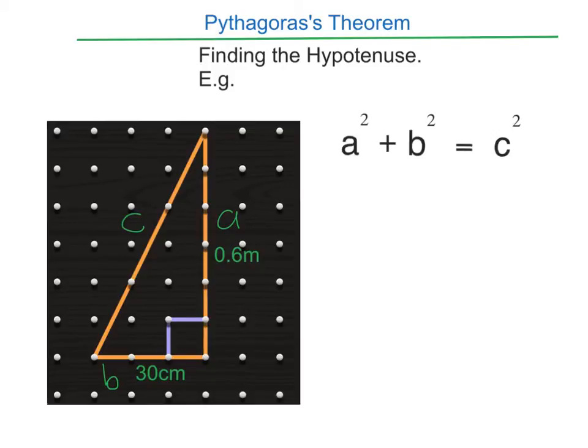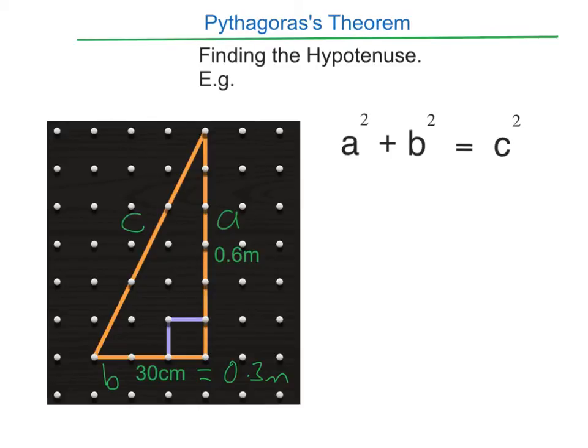So the next thing to do is to substitute. But when I look at it, oh, there's a bit of a tricky bit here. This one's in centimetres, and that's in metres. I need to use the same units. It's no good having centimetres and metres. They need to be both metres or both centimetres. So I'm going to change this one into 0.3 metres. Now I'm ready to go.